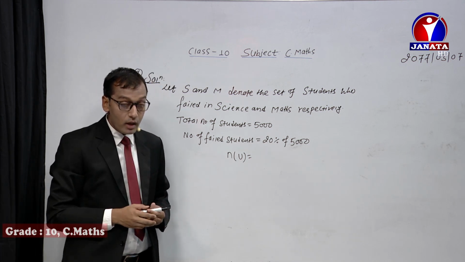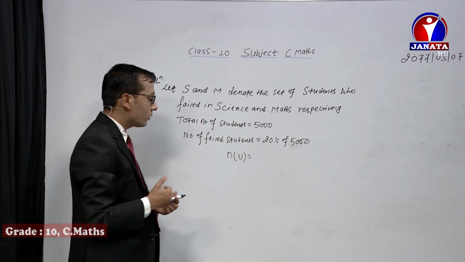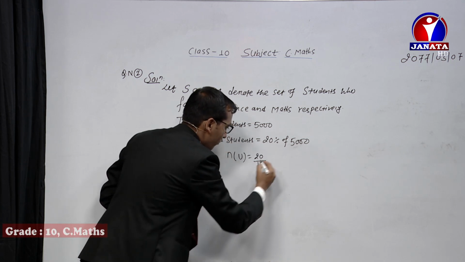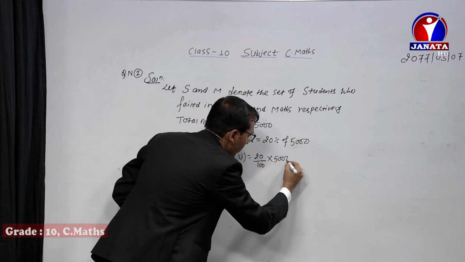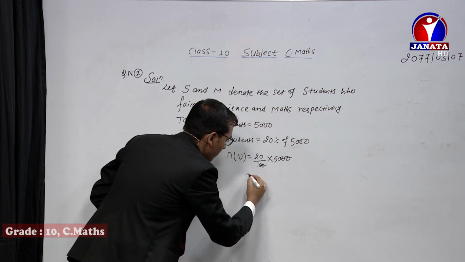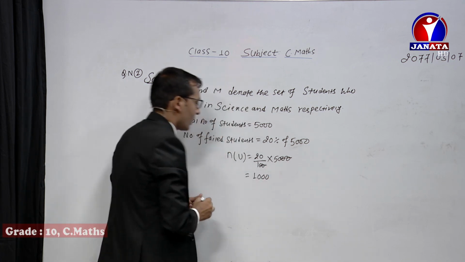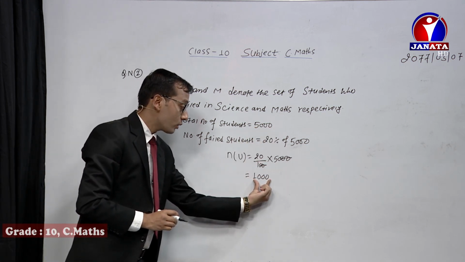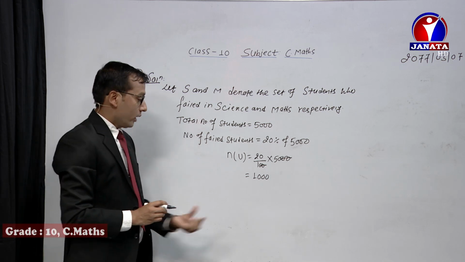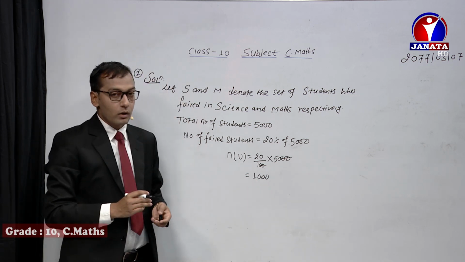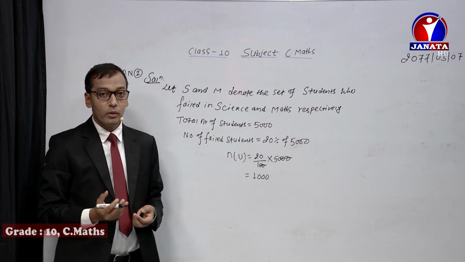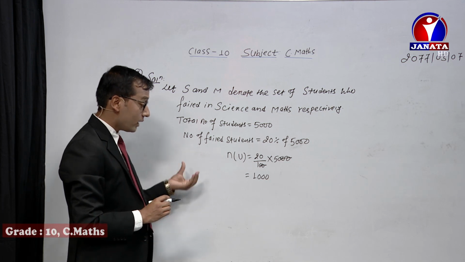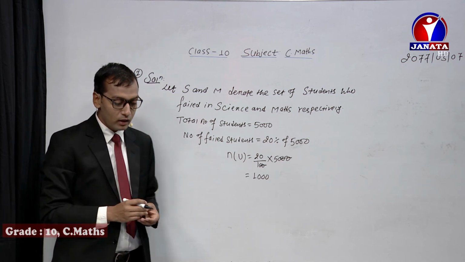Out of 5,000, only 20% failed. So the question is talking about only failed students. Let's solve for this. 20 over 100 multiply by 5,000. We can cancel 2 zeros. It's 1,000. This is n of U. So out of 5,000 students, only 1,000 students failed in SE. Okay, so among 1,000, we have got other information here. Out of 1,000 students, 40% of failed students failed in science only.